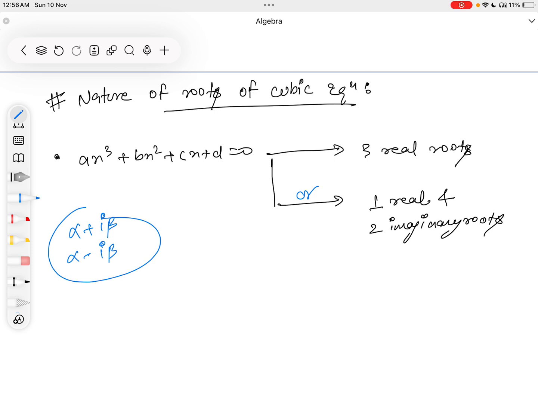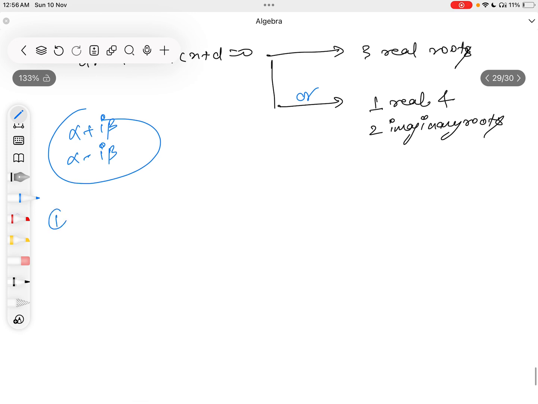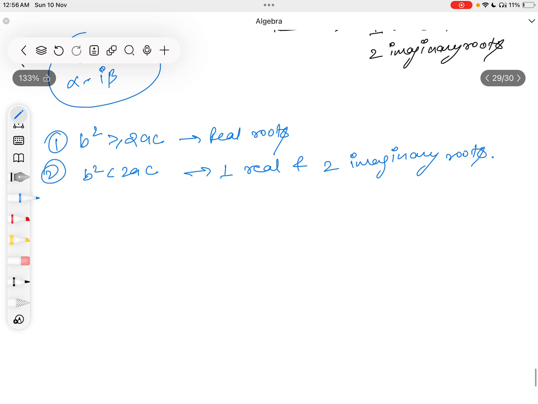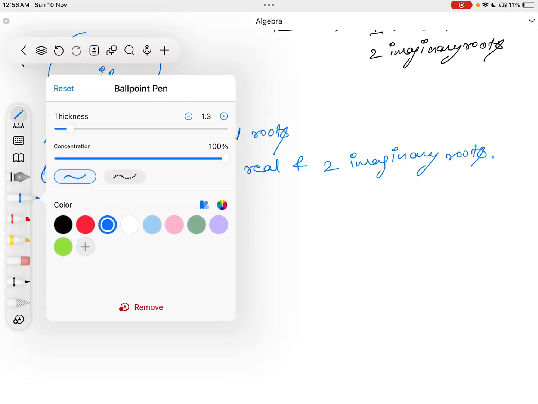What are the conditions? In a quadratic equation you had the discriminant, so you could find whether D is equal to 0, greater than 0, or less than 0. Here you have b square. If it is greater than or equal to 2ac, then the roots are real. But if b square is less than 2ac, then you have one real and two imaginary roots. Gotcha? Now, let's see some examples and it will be much clearer to you.